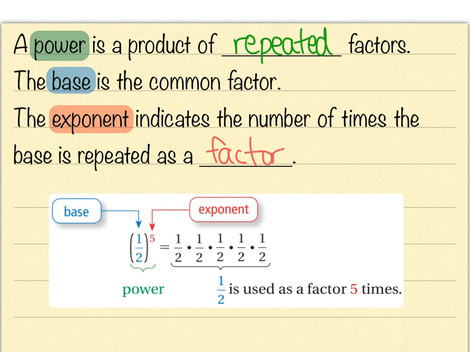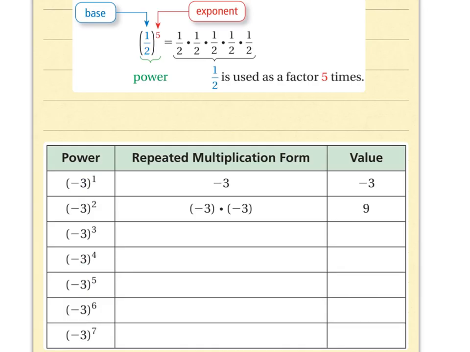So this diagram down here kind of explains. In this thing, we've got 1/2 as our base. It's the number that's being repeated. The exponent is 5. That tells us how many times it's going to be repeated, again, as a factor. Of course, we know factor means that we're going to multiply. And then the whole thing is called a power. Now, we've worked with exponents before, so this isn't new. But what we haven't done as much of is working with bases that are negative.